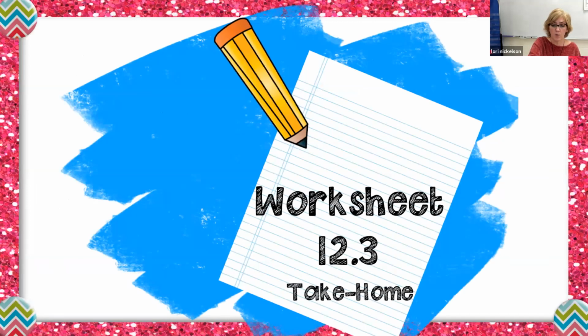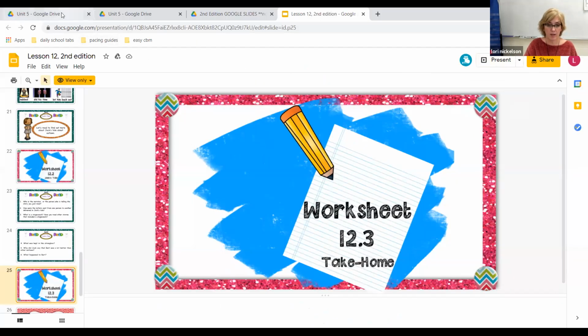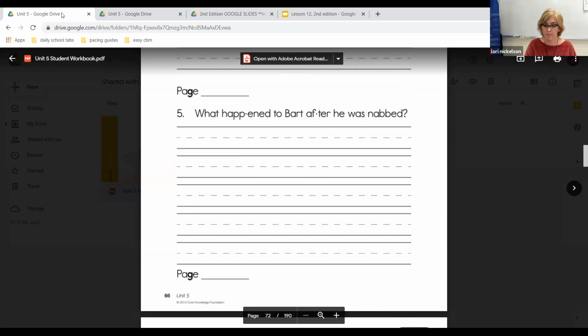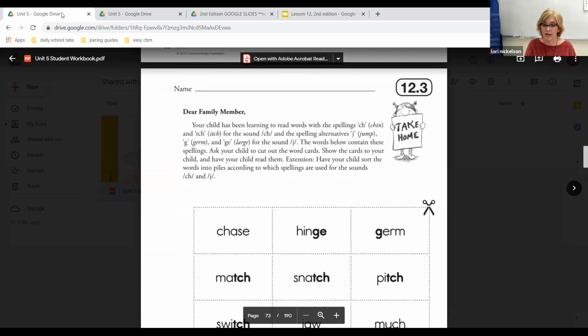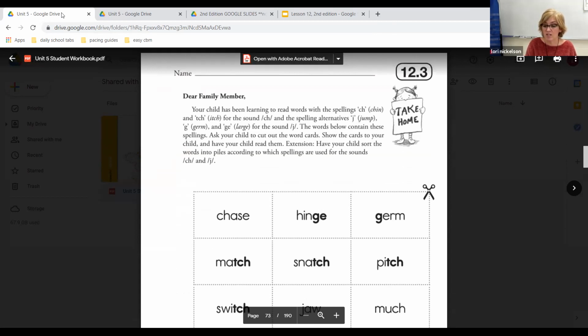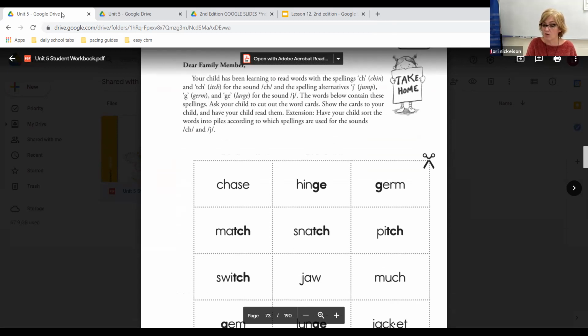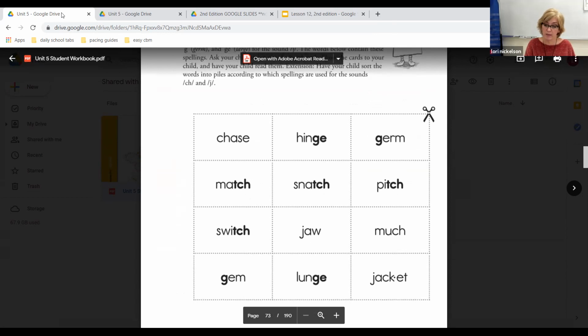So looking at 12.3, these are words spelled with ch and then the tch, and then we have the j as in jump, germ, and large. So you've got J, G, and GE for the J sound. So these are words that you just need to practice reading, okay? Don't have to do anything with them. You just practice reading them, all right? Okay, so let's go back. Let me hide our bar again and get back into our slides.